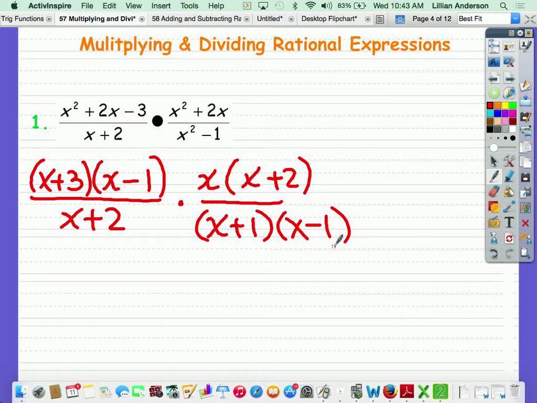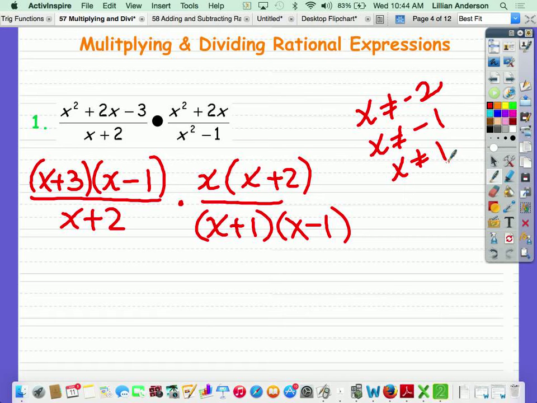Now before we get to the next step, let's state my restrictions. X could not equal what number? -2, -1, or +1, because any of those numbers would make one of these denominators 0. Okay? We forgot to do it the other 2 times, so I need to address it now. But yes, with rational expressions, more than likely, there will be a restriction that's stated, in other words, what value x could not be. Then you put x cannot equal -2, -1, 1.